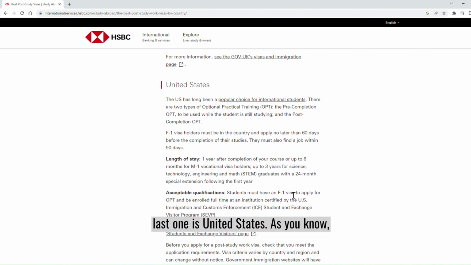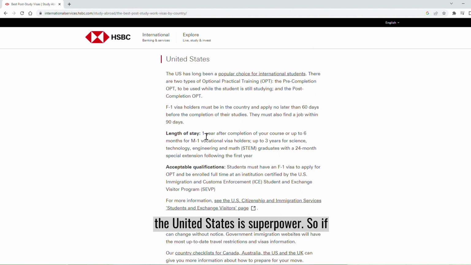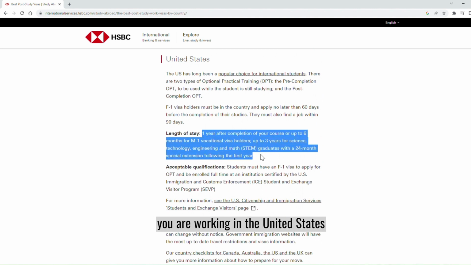The last one is the United States. As you know, the United States is a superpower, so if you are working in the United States, you can get an H-1B visa and you will have higher chances of getting employed somewhere else in the world if you have US experience. So do check out the courses in the United States as well.